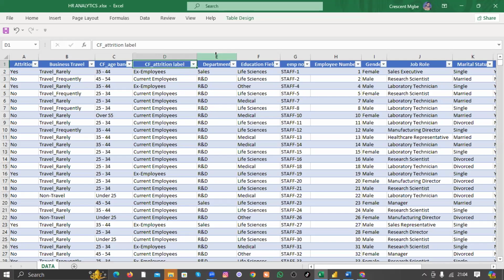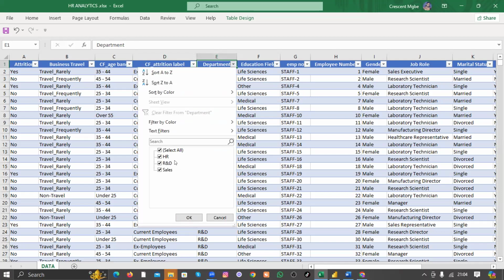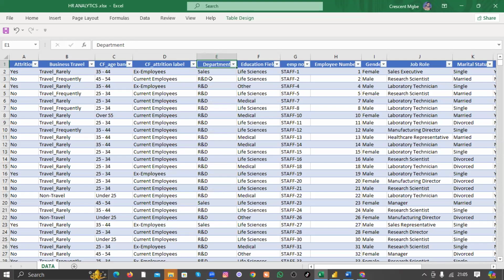Then the next one is the department. If you look at the drop down here, you will see that this company has 3 departments: the HR department, the R&D department, and the sales department. Of course, the R&D department means the research and development department, right? This research and development department is usually found in health-related organizations. They're in charge of carrying out constant research in the organization to find out new developments to improve health care, medical, whatever. So that's what they do.